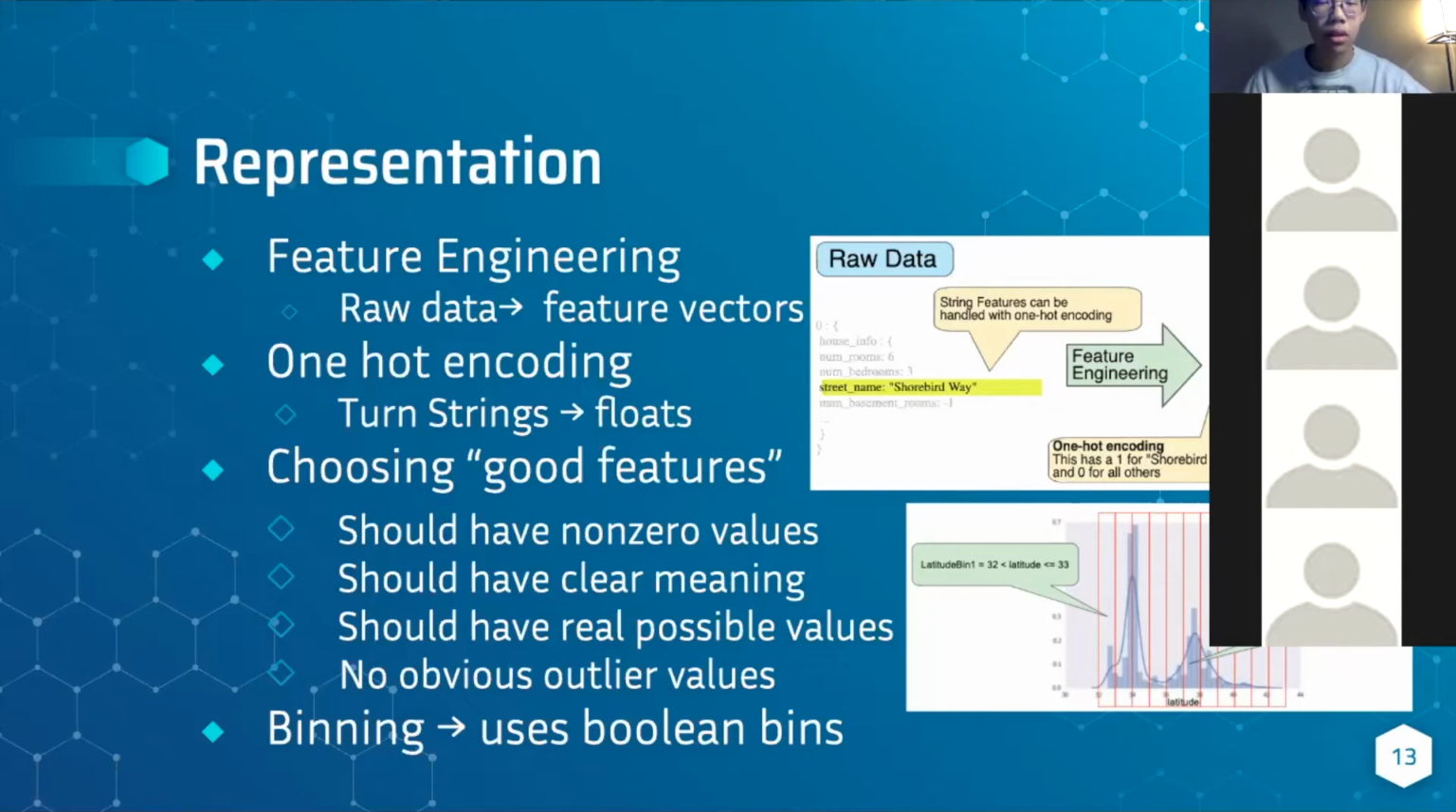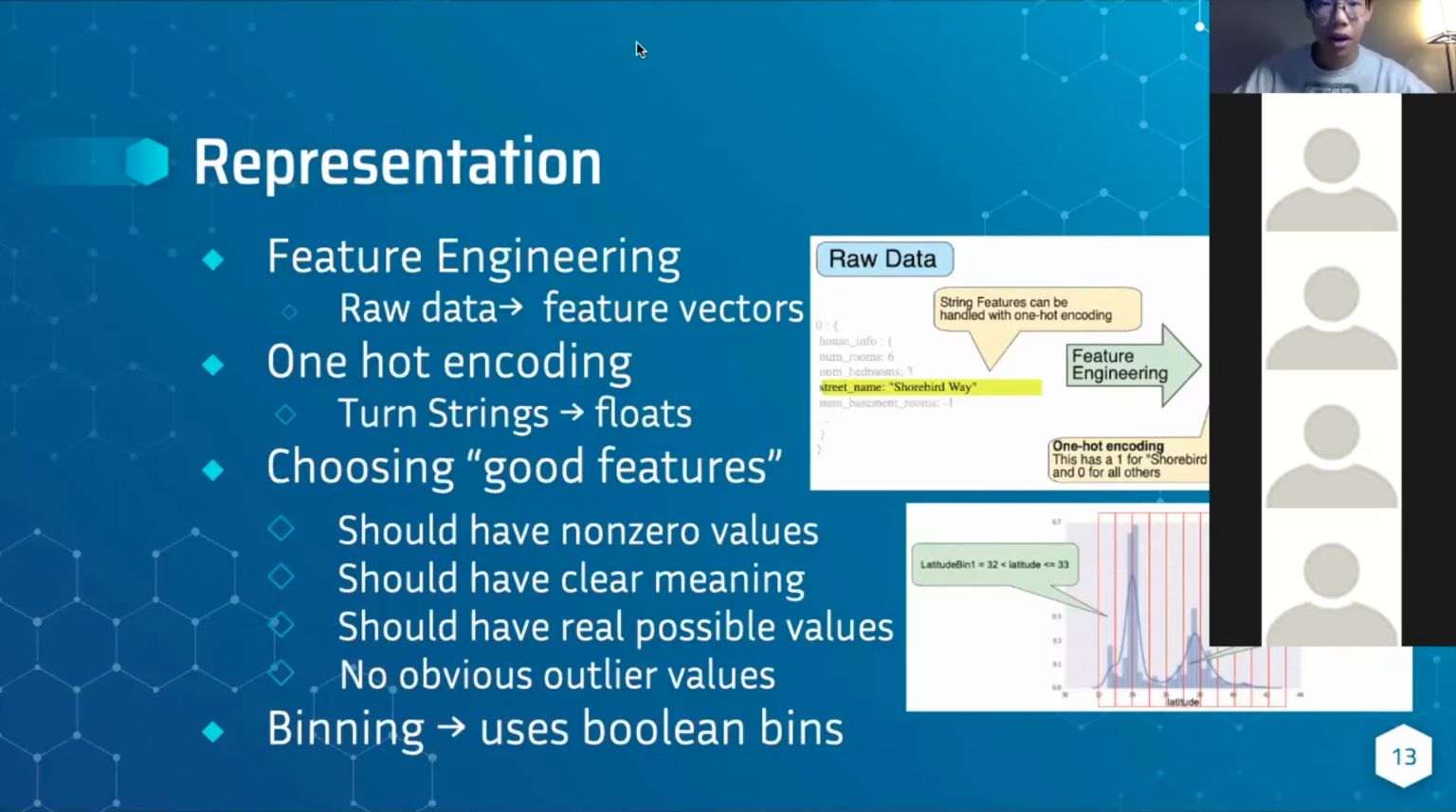Okay, so representation is also very important in machine learning. There is a term called feature engineering, where we take the raw data we get, normally in Google Sheets or Excel sheets, and change it so that it works better with our machine learning models. There's also a term called one-hot encoding, which basically turns strings, which are words, into floats, which are numbers.